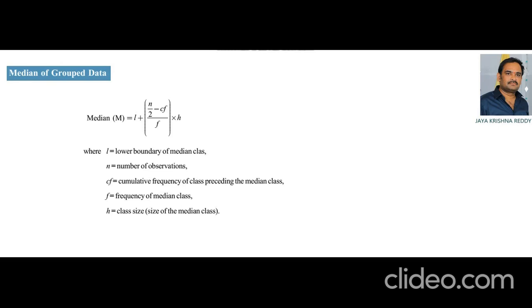Here L is the lower boundary of the median class. n is the number of observations, that means the sum of the frequencies, which we can represent as sigma fi, the total number of observations. Cf is the cumulative frequency of the class preceding the median class. f is the frequency of the median class. h is the class size, the height of the class interval.